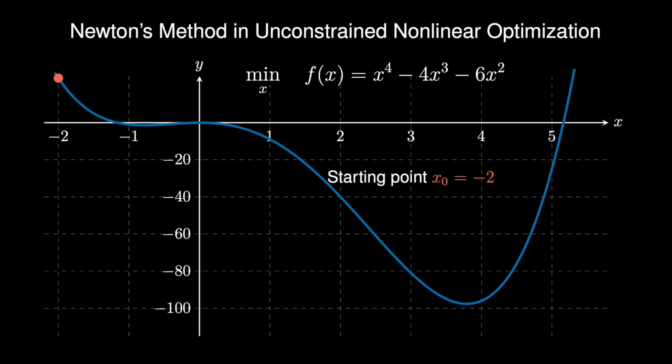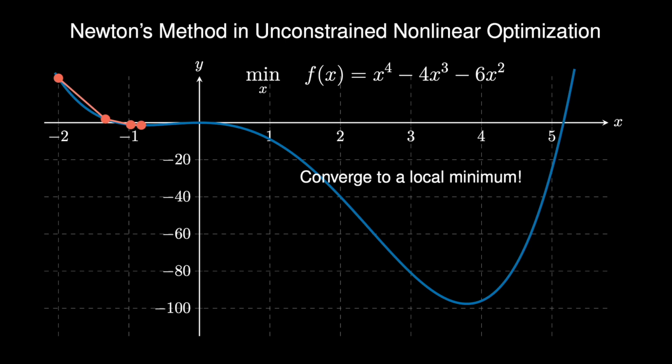This is closer to the local minimum region. Newton's method doesn't know which minimum is global. It simply follows the local curvature. Starting from x0 equals -2, Newton's method finds a local minimum, not the global one.